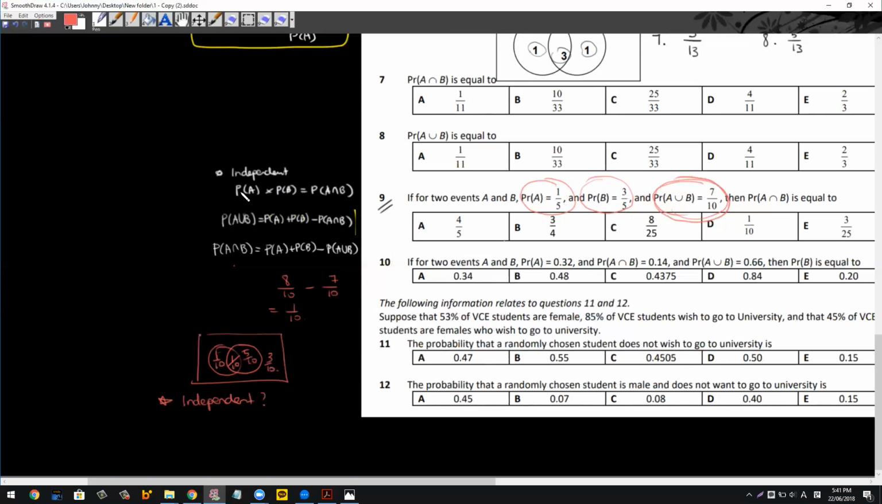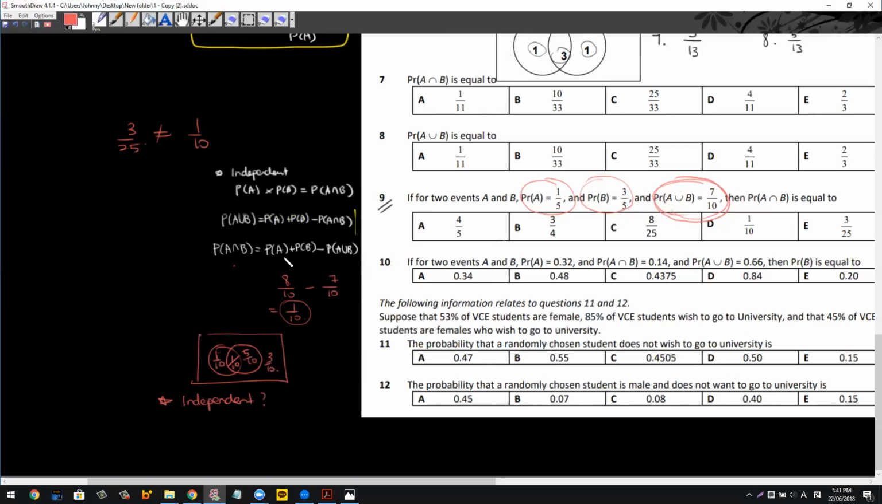So when you multiply these two, you get 3 out of 25, right? 3 out of 25. And we figured out the middle area, which is 1 out of 10, right? Because using this formula, we figured out that the middle area is 1 out of 10. Certainly these two are not equal, right? So therefore they're dependent, okay?